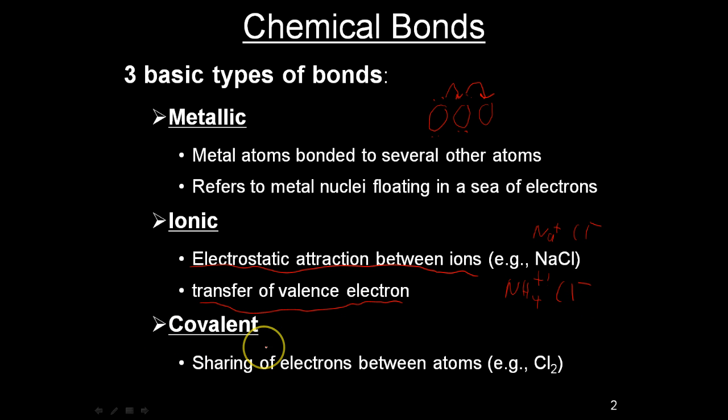Finally, we have covalent bonding, which is the sharing of electrons between atoms. Now, this sharing is done in order to often achieve what we call the noble gas configuration, or to give what is called an octet to those particular atoms. And we'll discuss that in a later video.